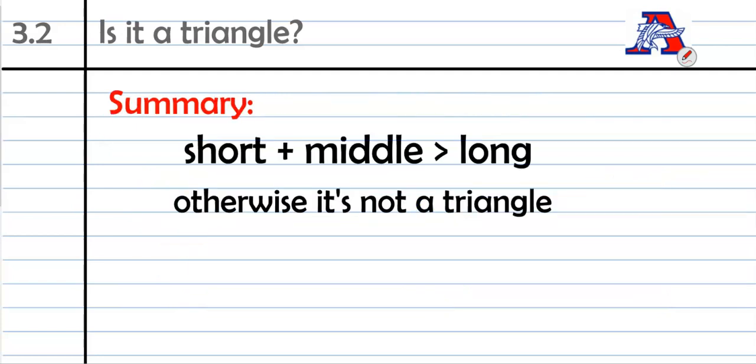Okay. So in summary, short plus middle is greater than long. If that's true, then it's a triangle. If it's not true, then it does not work. It does not create a triangle.